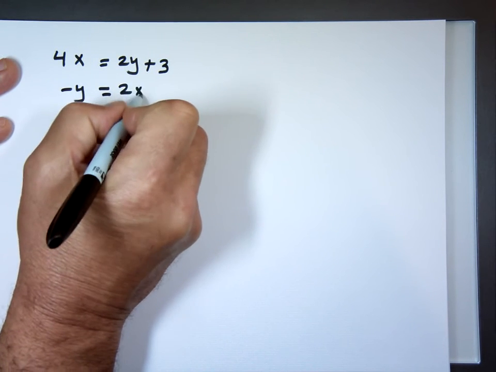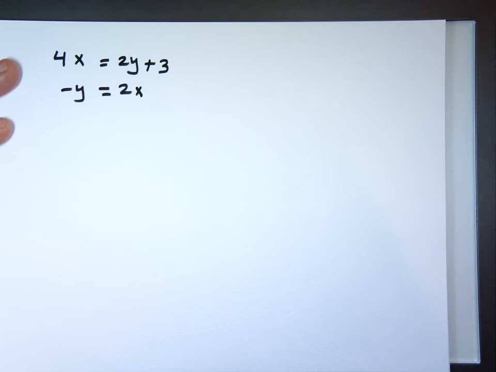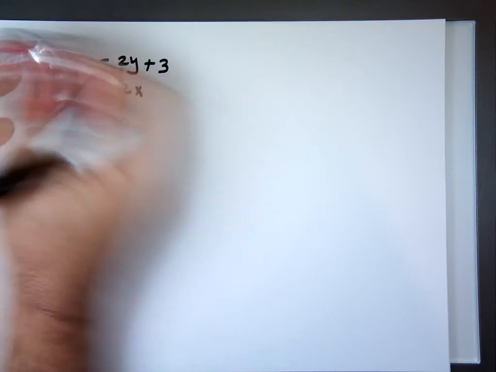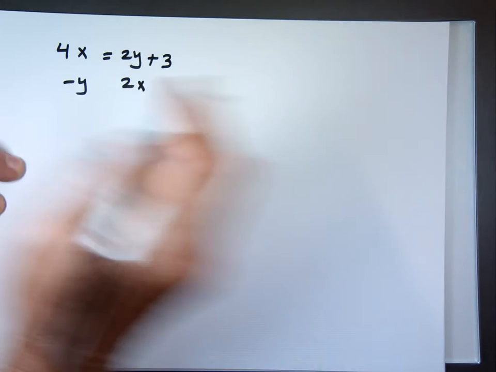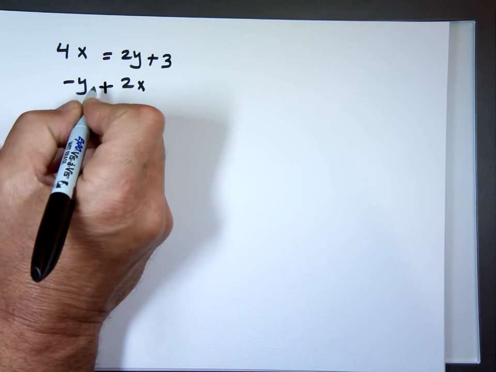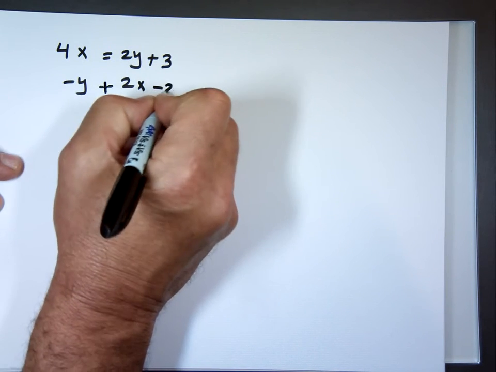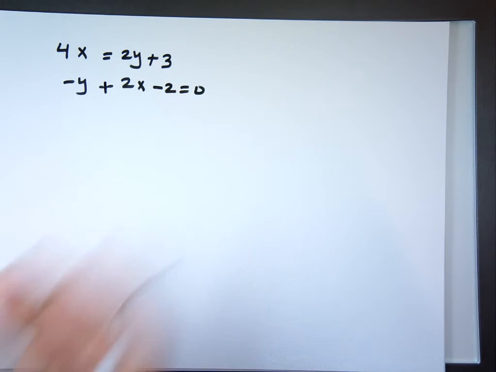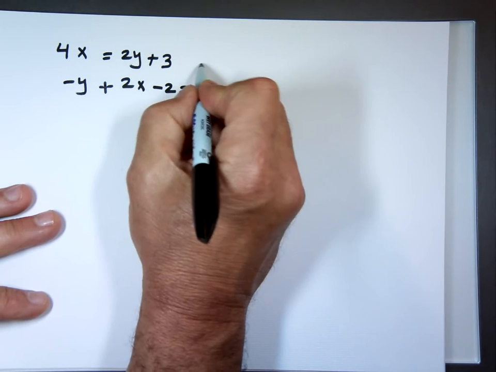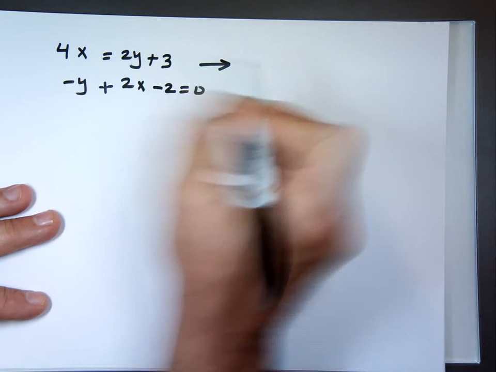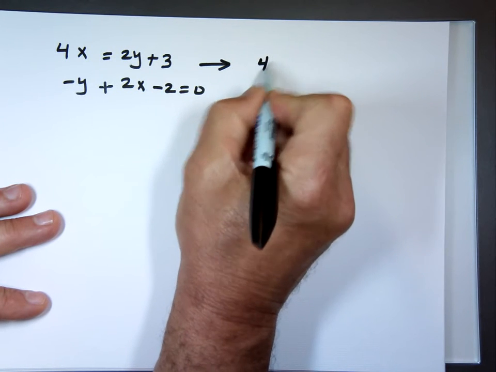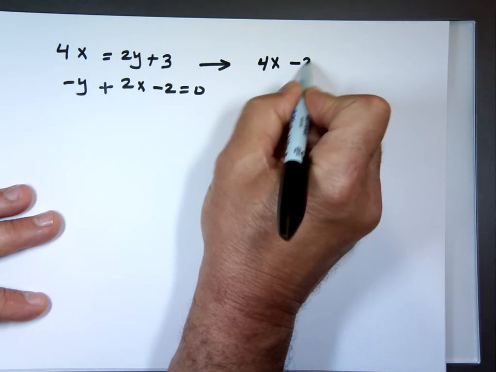Now I'm just taking the problem we did earlier today with substitution, and I'm doing it with the elimination method. I don't like the way these are looking, so what I might do here is rewrite them. Rewrite this one by bringing the 2y to this side. It becomes 4x minus 2y equals 3.